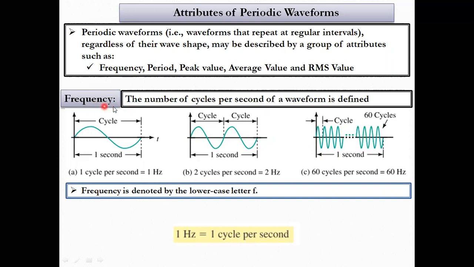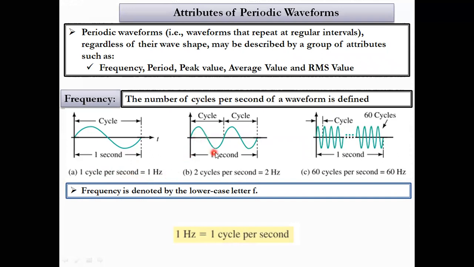What is meant by frequency? How many cycles are covered within a duration of 1 second is nothing but frequency. There will be a positive half cycle and a negative half cycle. This entire complete thing is 1 cycle. The unit of frequency is cycles per second, or hertz.